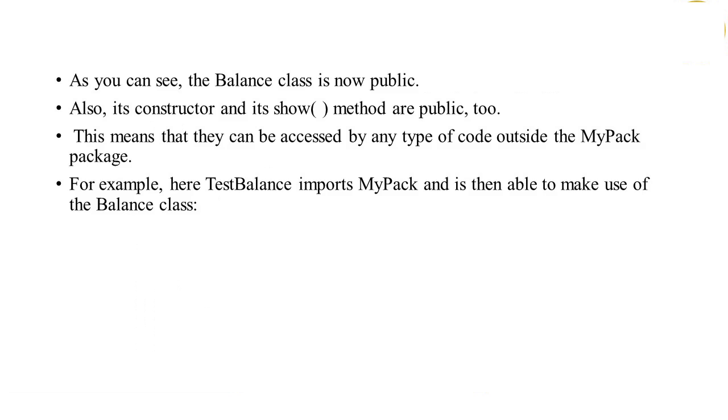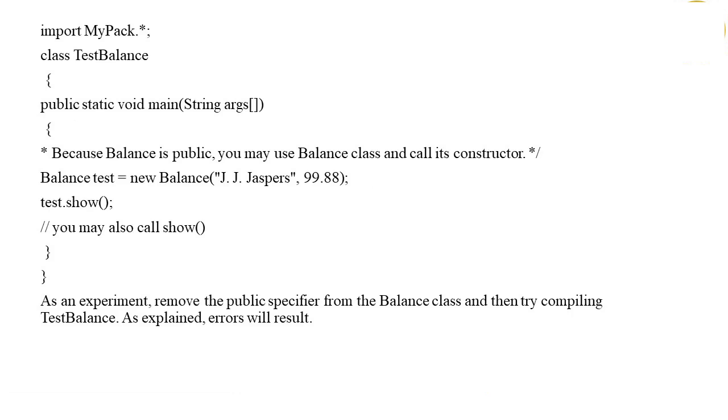As you can see, the Balance class is now public. Also, its constructor and its show method are public too. This means that they can be accessed by any type of code outside the MyPack package. Here is another example. As an experiment, remove the public specifier from the Balance class and then try compiling TestBalance, as explained. An error will result.